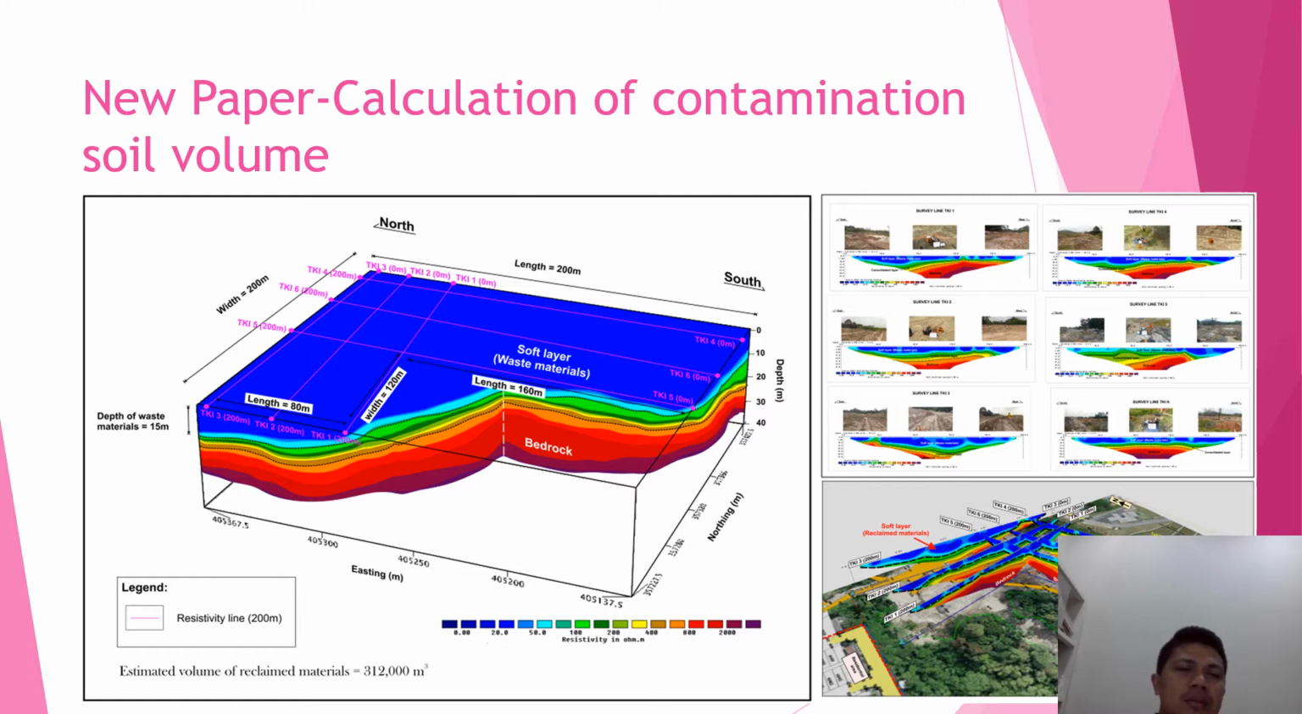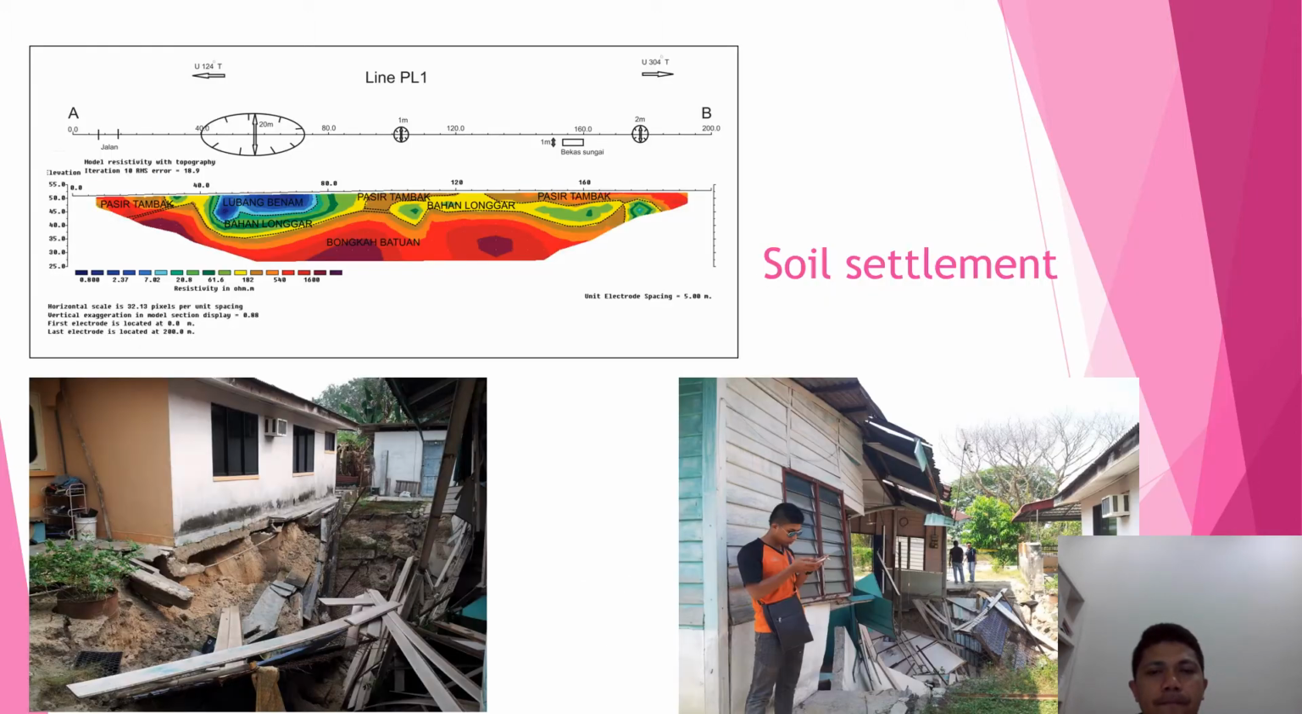So based on we have width, we have length, we have depth. So this result will help us to calculate the volume. Okay, so we can estimate the soil volume based on this resistivity method. So you can read the detail of that case in my previous slide. Okay, next we have several examples for soil settlement.